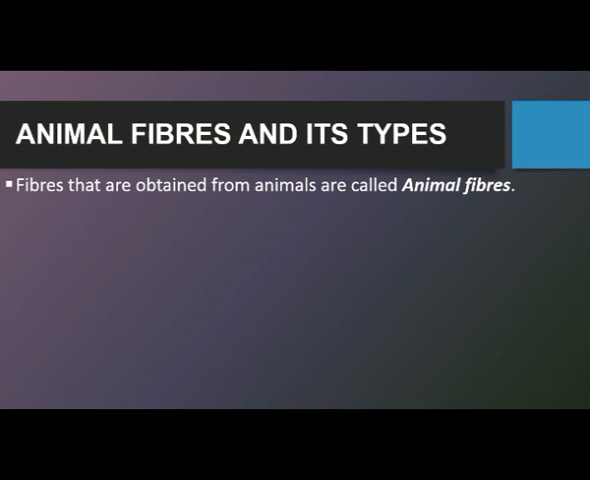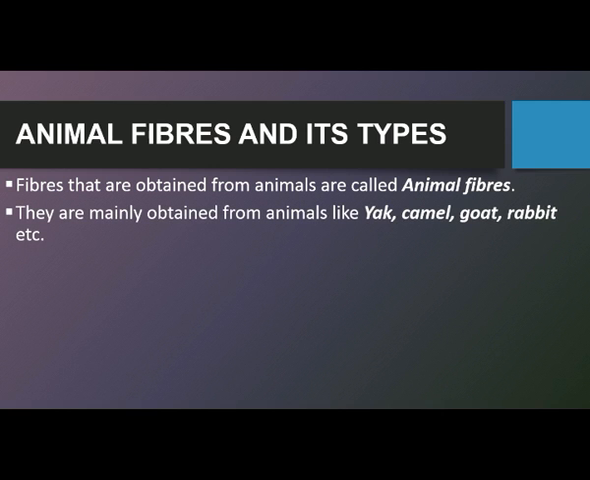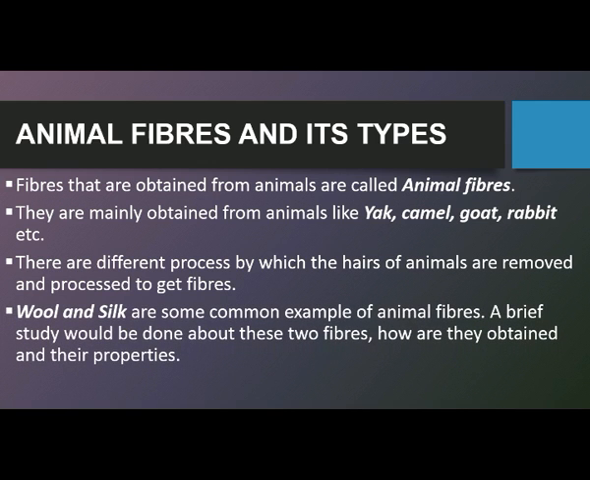Fibers that are obtained from animals are called animal fibers. They are mainly obtained from animals like yak, camel, goat, rabbit, etc. There are different processes by which the hairs of animals are removed and processed to get fibers. Wool and silk are some common examples of animal fibers. A brief study would be done about these two fibers, how they are obtained, and we'll study their properties.